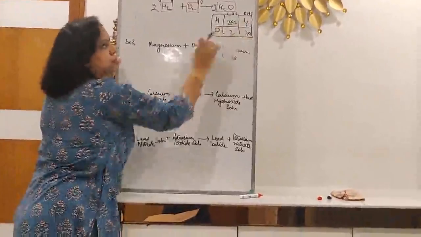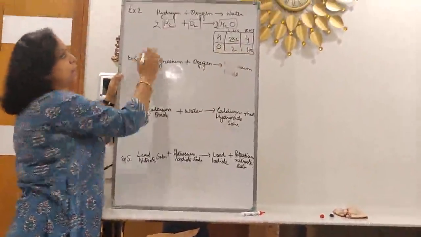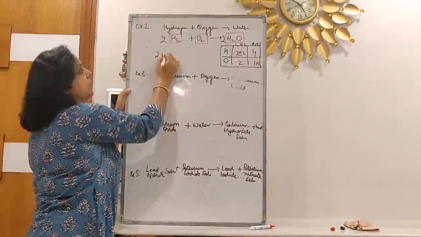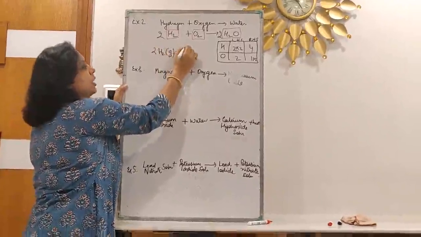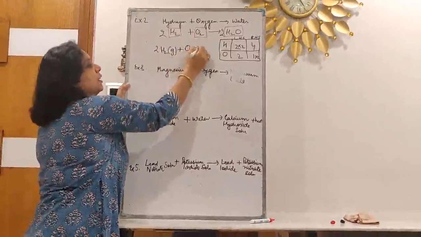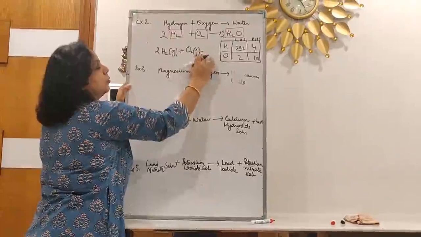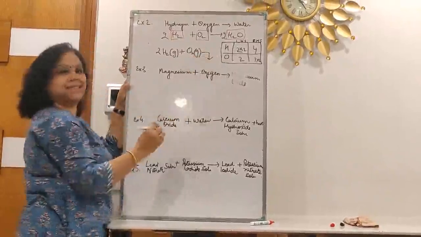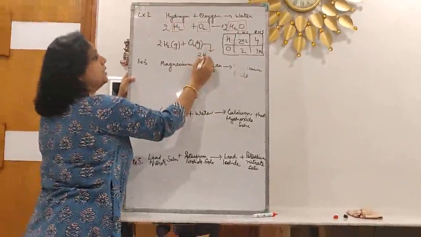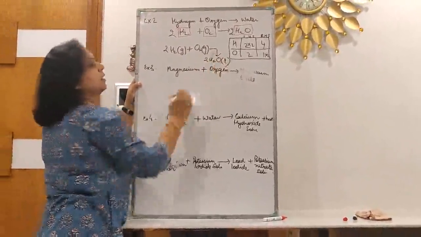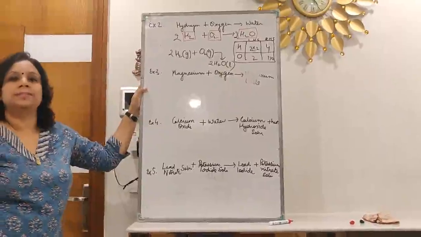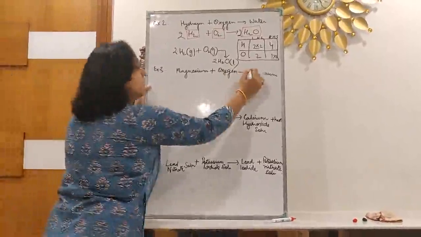4, 4, 2, 2. Now what do I have to do? I have to write this equation along with the states, physical state, and remove the boxes. Okay, let us quickly do this one also.